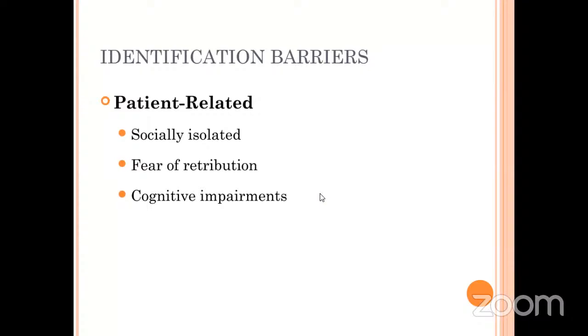For example, a patient-related factor is that the person is socially isolated. He has no contact. We're not able to know about those. There's fear of retribution. They could fear that if they say anything, then the caregiver would know, and then things would just get worse. Or that person could have cognitive impairments.